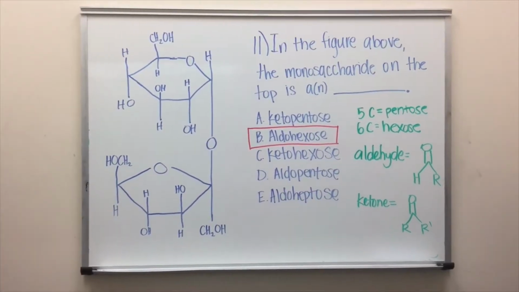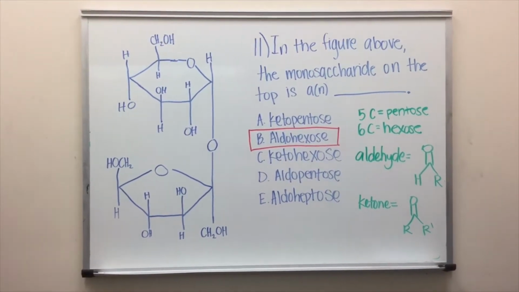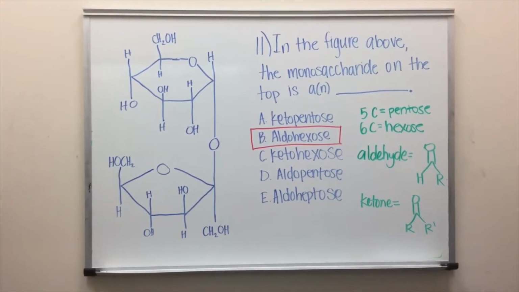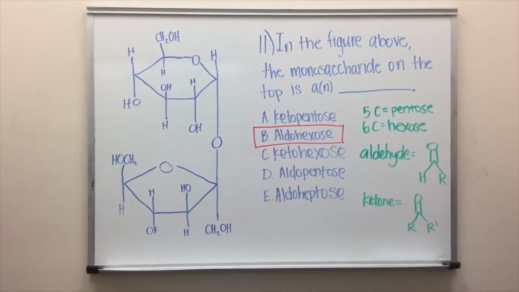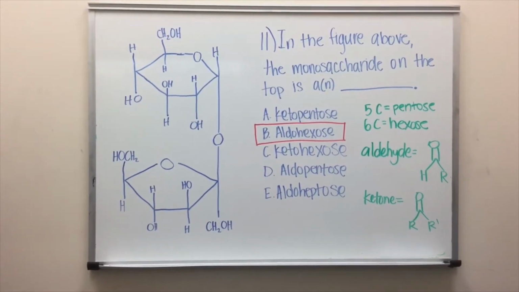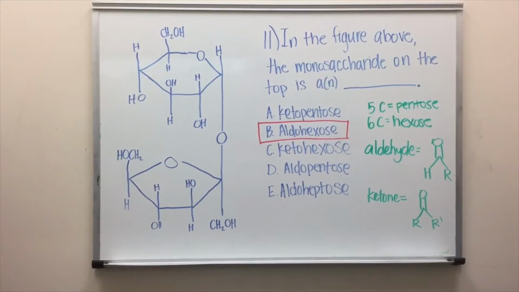In the figure above, the monosaccharide on the top is A, ketopentose, B, aldohexose, C, ketohexose, D, aldopentose, or E, aldoheptose. As you can see, the correct answer is B, but let's figure out why.